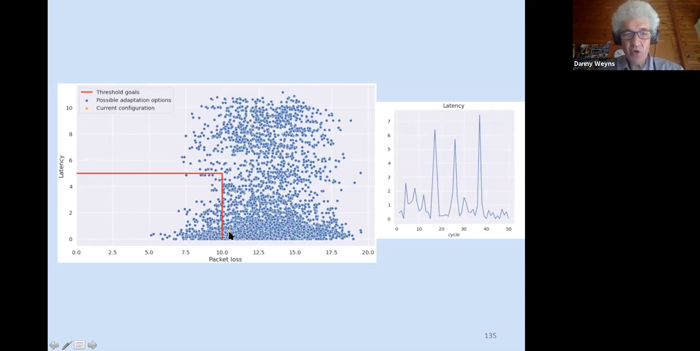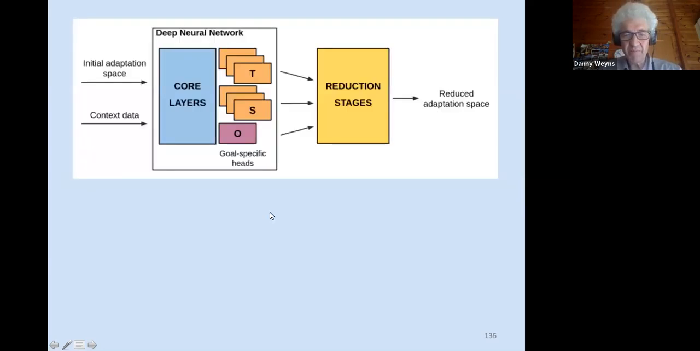So this yellow, the current configuration, will jump into the box, out of the box, into the box, up, down, and so on and so forth. So a complicated problem. What people did in this research is define a deep neural network with a set of core layers that are shared among all the goals, and then add specific heads for each of the goals.